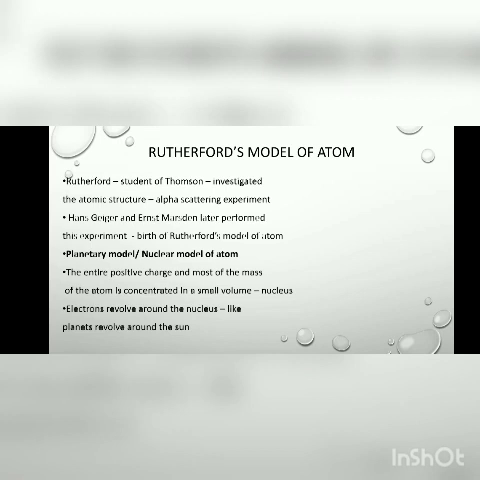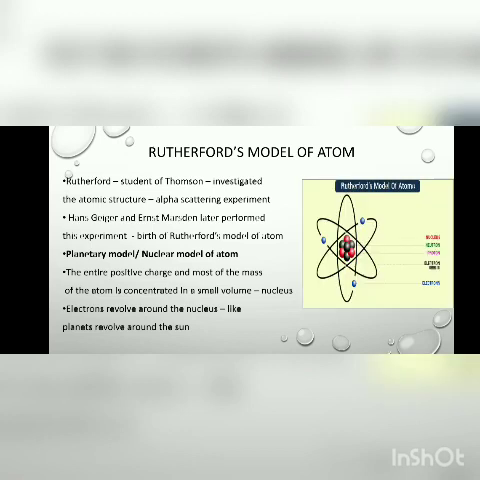Also, the electrons revolve around the nucleus just like planets revolve around the sun, whereas Thomson proposed that electrons are embedded inside the positively charged sphere. Rutherford proposed that electrons are not embedded; they revolve around the nucleus like planets around the sun. Because of that, it is also known as the planetary model or nuclear model. This figure shows the Rutherford model of the atom. In the center you can see the nucleus, concentrated within a small region, and the electrons revolve in certain orbits around the nucleus.